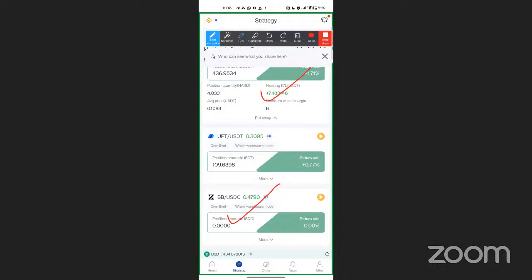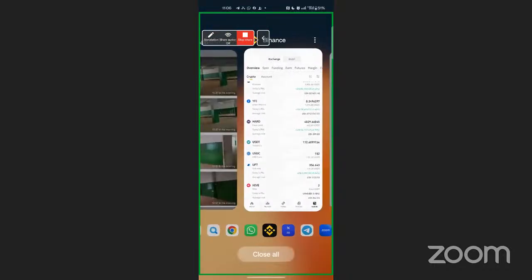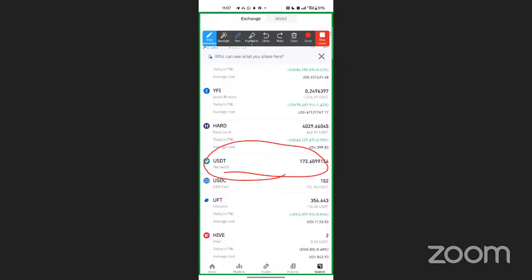Have you understood? Those of you who said you don't understand, they are all stable coins. So I just went to my exchange and converted some money from USDT to USDC. Maybe that's what someone wanted me to repeat. Come here at your Binance. Let me say I have 172 USDT, and I want USDC.